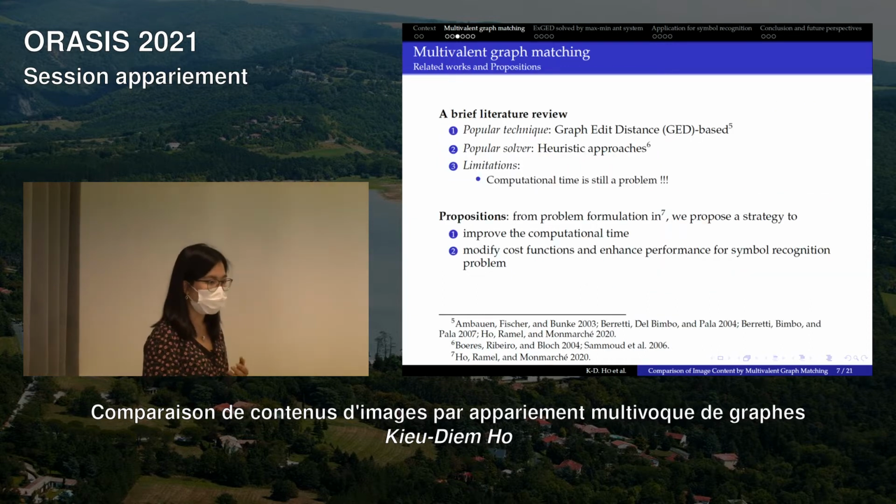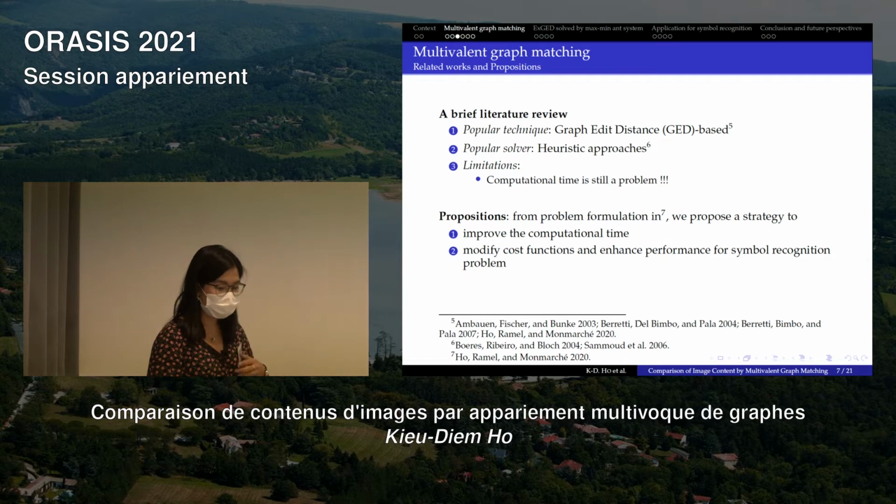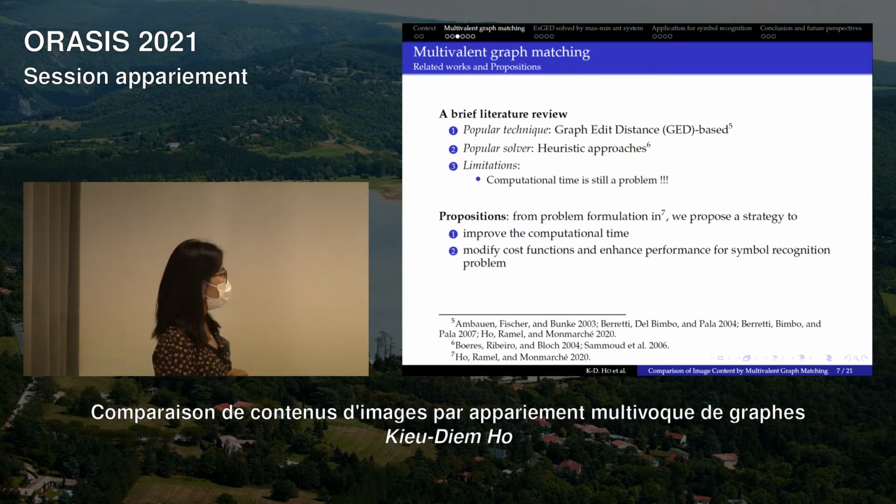Here I just go quickly through some literature review. So in this domain, the most popular technique is graph edit distance. I will present more detail later. And the popular solver is a heuristic approach because of its high complexity. However, the computational time is still a problem. So from the literature review, and from the problem formulation in the previous work, in this work we try to improve the computational time and try to enhance the performance for the symbol recognition problem.